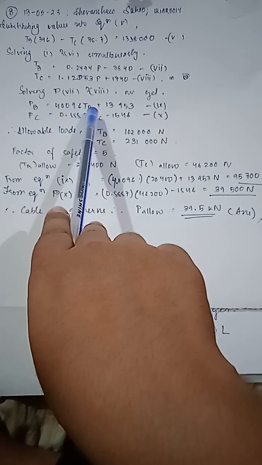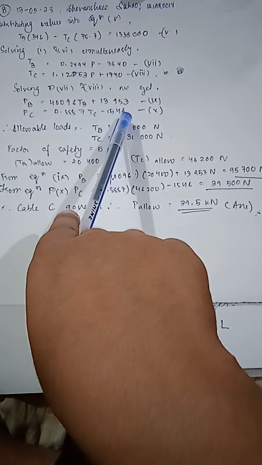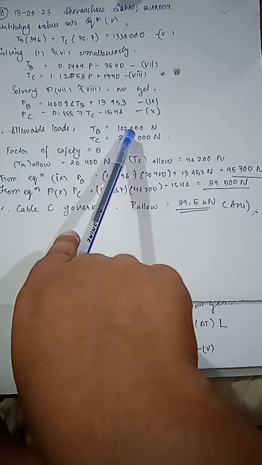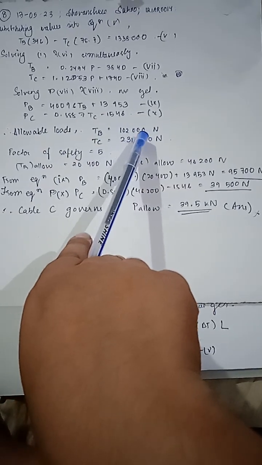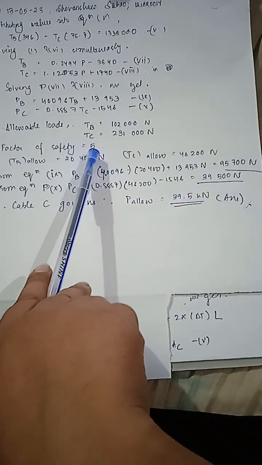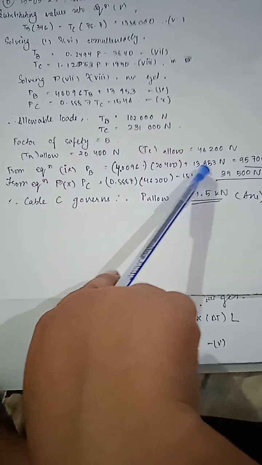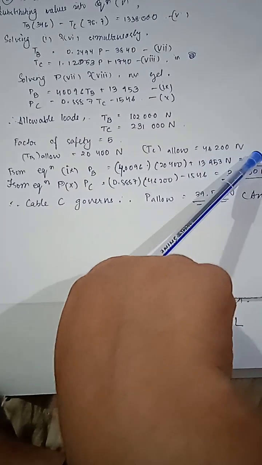Now solving 1 and 6 simultaneously, we get TB is equal to 0.2404P minus 3840, TC is equal to 1.1253P plus 1740. Solving 7 and 8, we get the expressions for TB and TC. Allowable load from the table is TB 102,000 Newton, TC 231,000 Newton. Factor of safety 5. TB allowable is equal to 20,400 Newton, TC allowable is equal to 46,200 Newton.